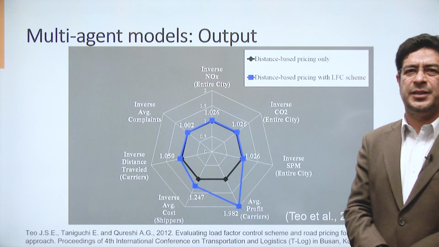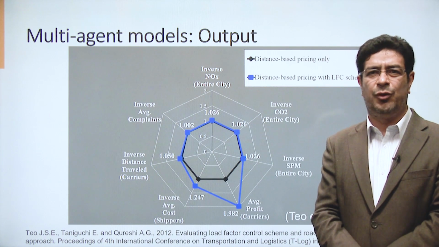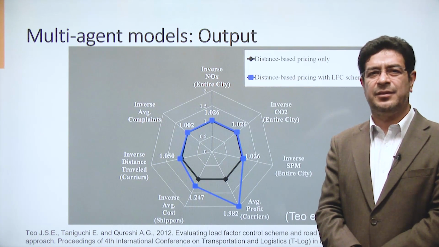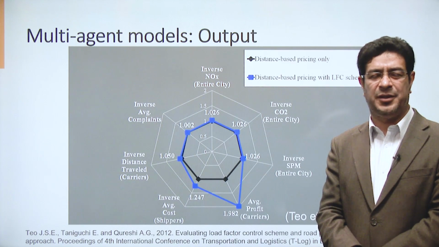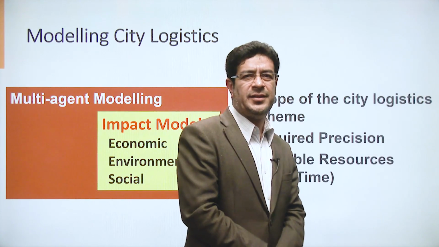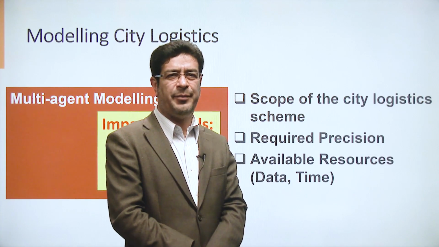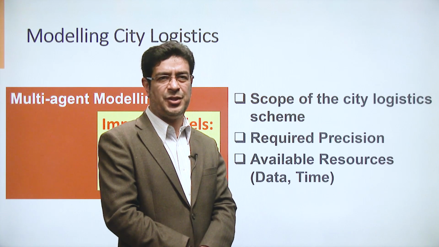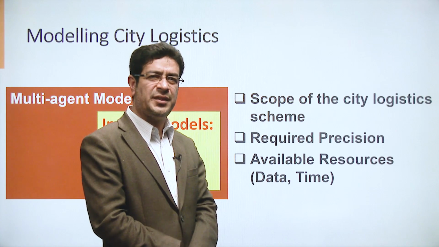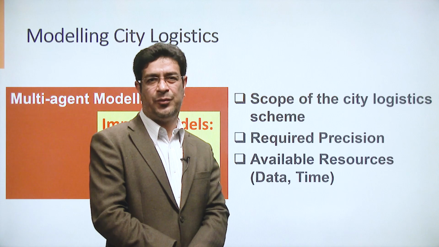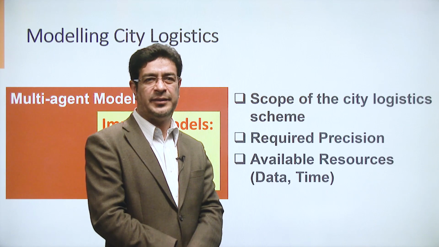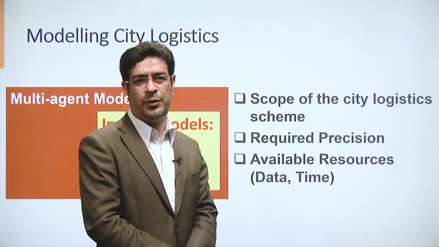The outcome of the multi-agent models can be used for providing basic information on the effects of implementing policy measures in multi-stakeholder meetings, such as in public-private partnership frameworks. In summary, modeling is an important tool used to evaluate the impact of a city logistics scheme before its implementation. Modeling choices and details depend on the scope of the scheme, required precision level, and the availability of resources. The results can be used to develop awareness and consensus among the stakeholders for successful future implementation.